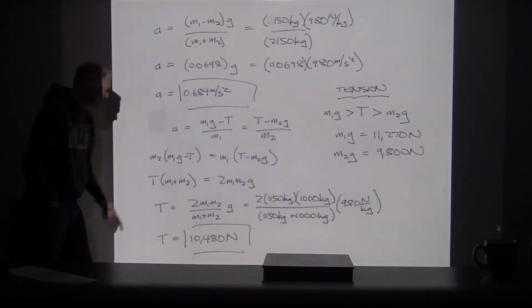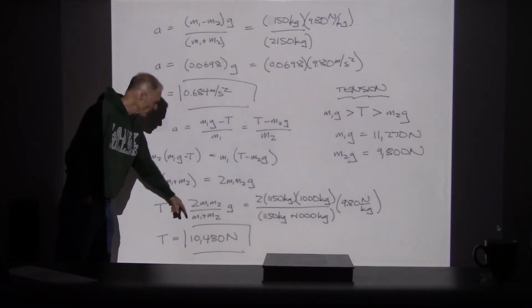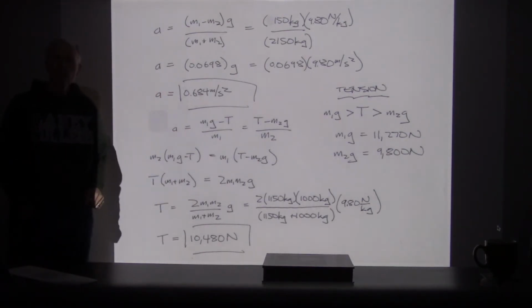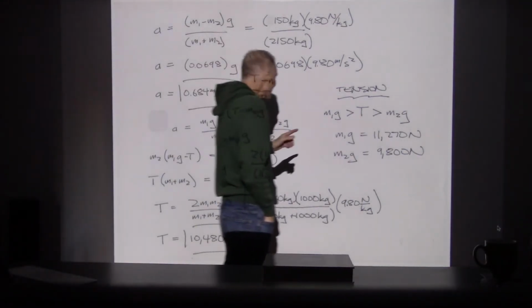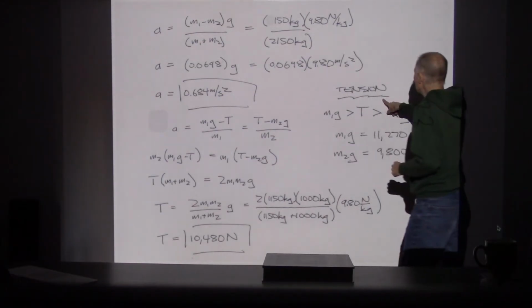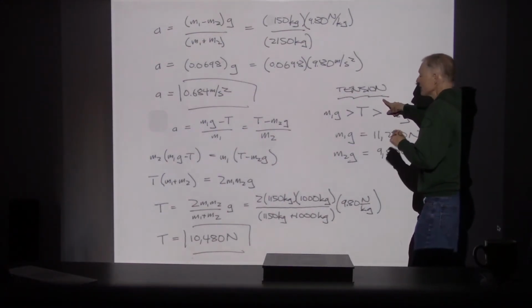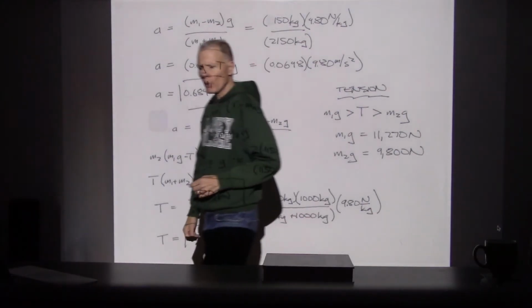So this equation says the tension in the cable will be 10,480 newtons. So that's a lot of newtons, right? Now, let's think about what the tension would have to be in order for the accelerations to take place the way that we have shown.